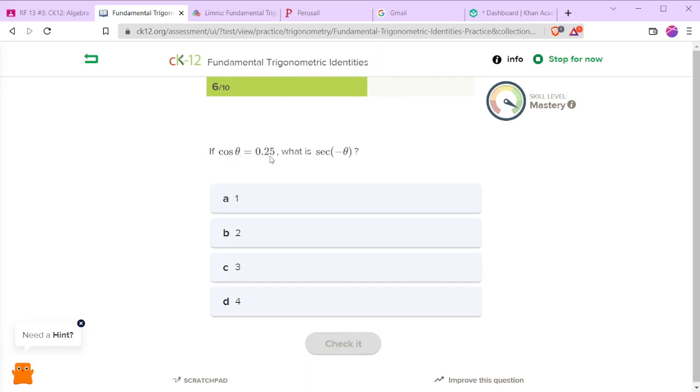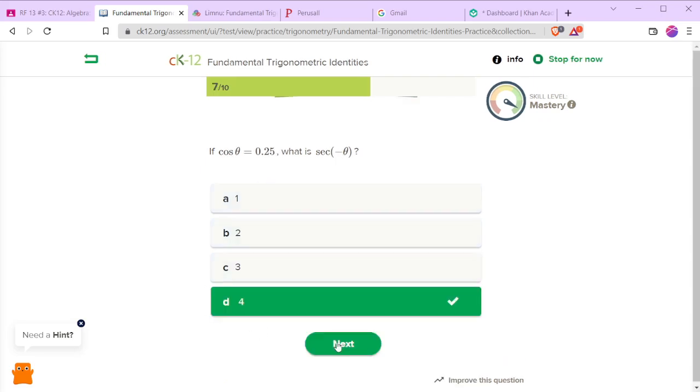If cosine is 0.25, what is the secant of negative theta? Well, cosine is an even function. So cosine is 1 over secant, and secant is 1 over cosine. So secant of negative theta is 1 over the cosine of negative theta, which is 1 over cos theta. 1 over 0.25 is 4.